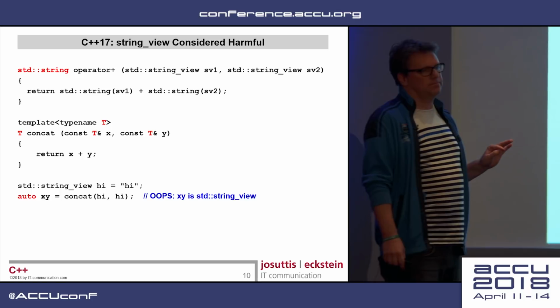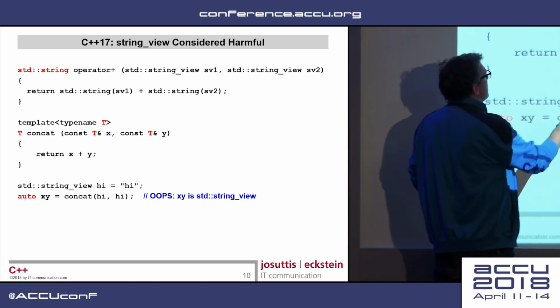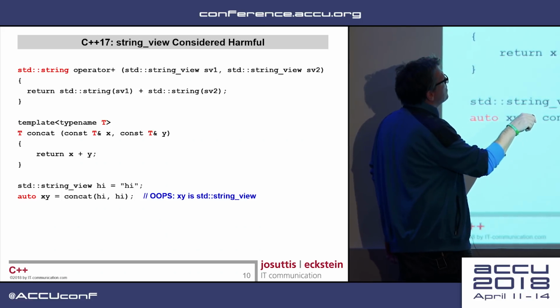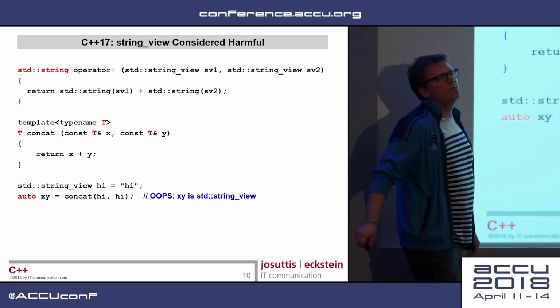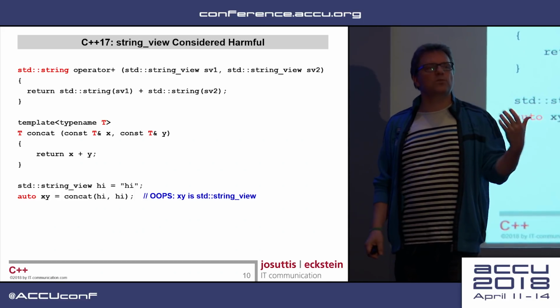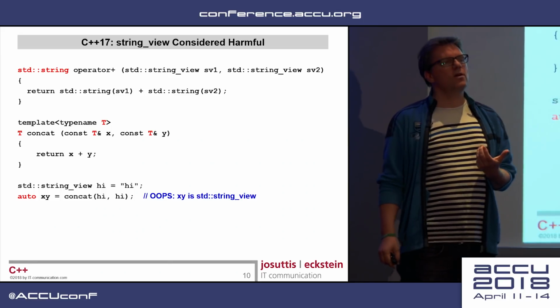But it's a nightmare. Because what you create here is the following situation. You pass in two string views, you create a temporary string, and you return a reference or a pointer to this value, which is deleted the moment you return it.